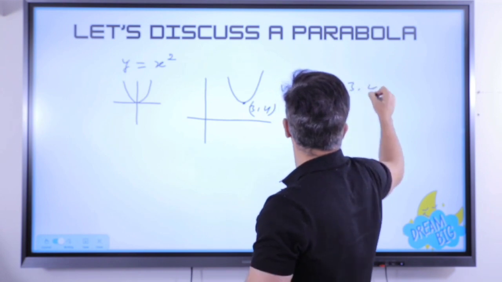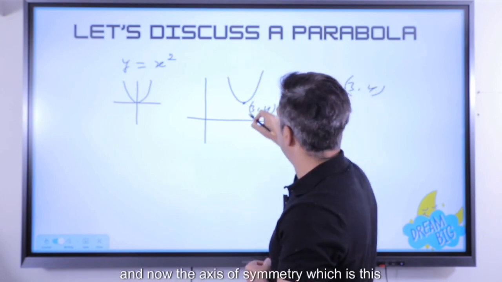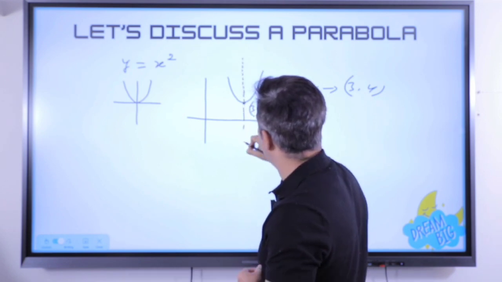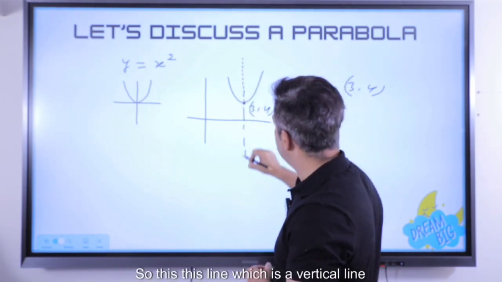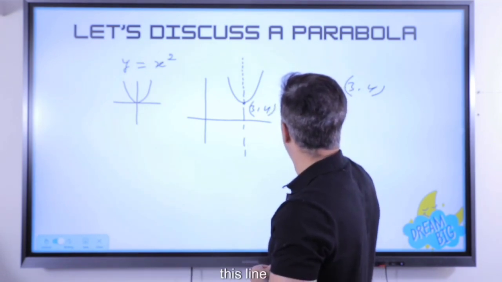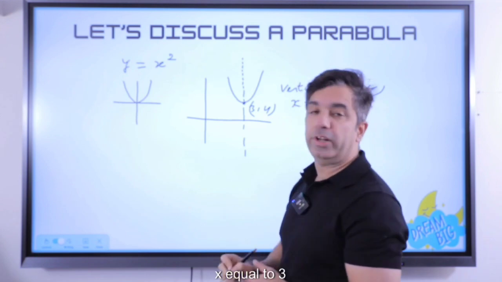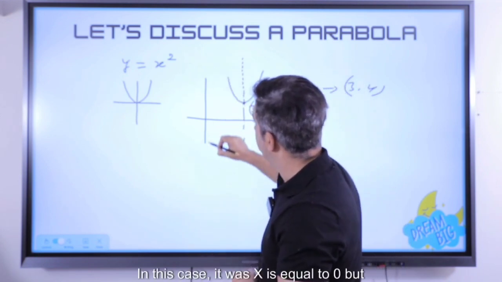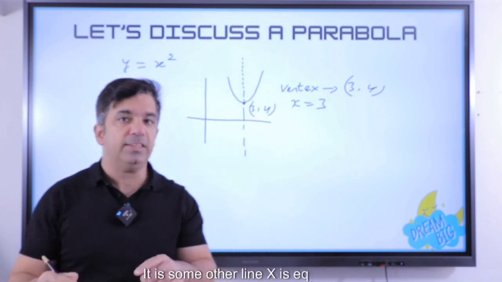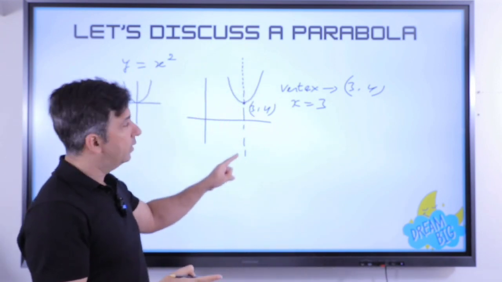3, 4. And now the axis of symmetry, which is this line which is dividing the parabola into equal halves. So this line, which is a vertical line in this case, can we see that the equation of this line is x is equal to 3. In this case it was x is equal to 0, but now the axis of symmetry is not the y-axis, it is some other line, x is equal to 3.